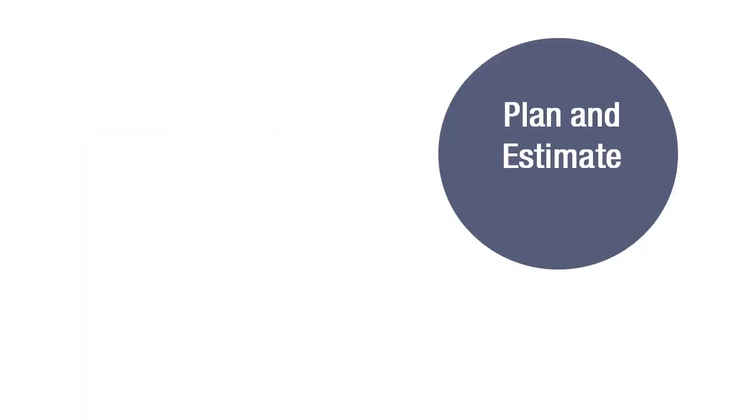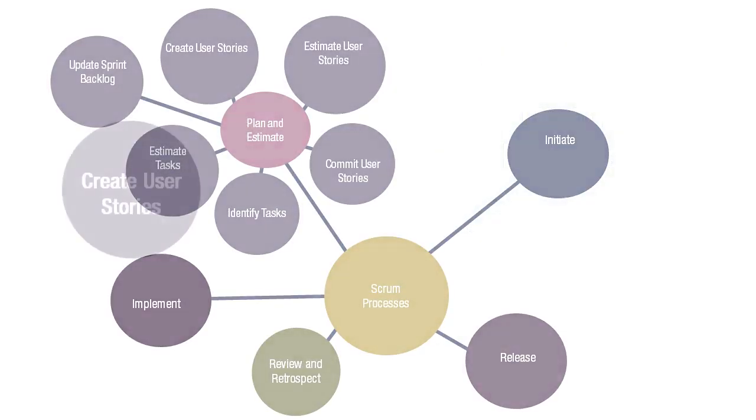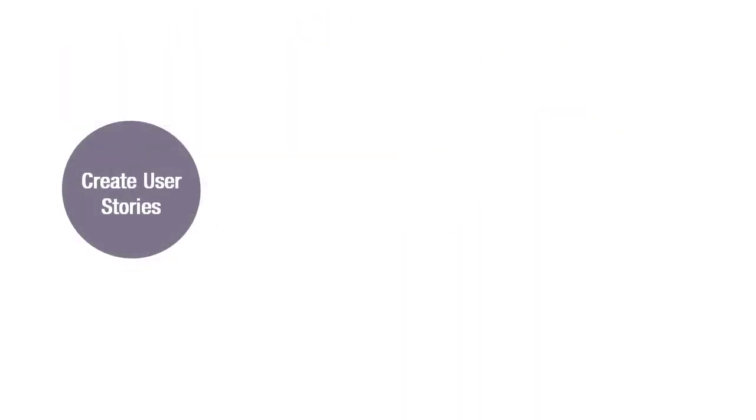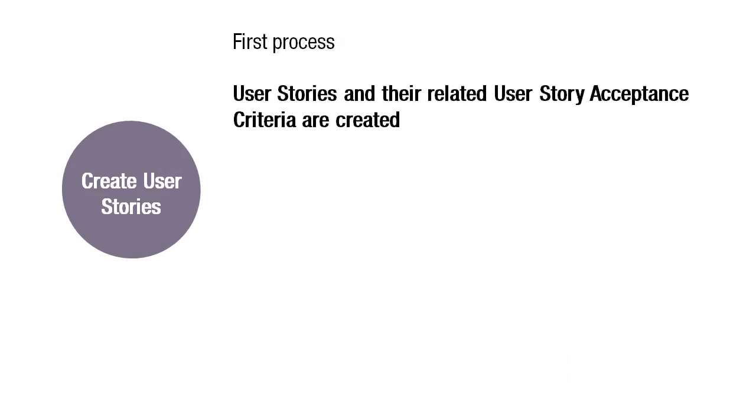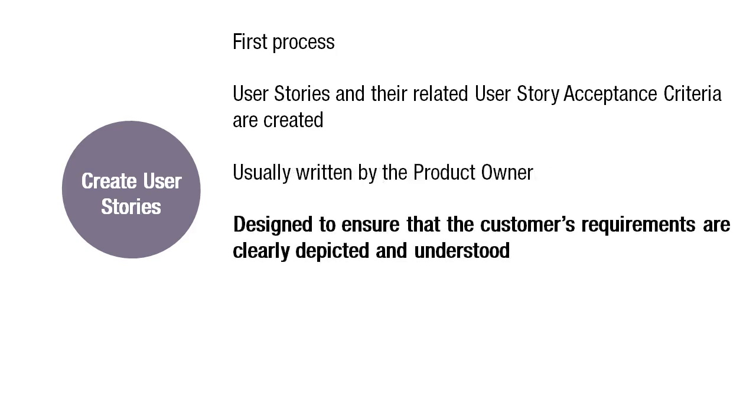The second phase we're going to learn is Plan and Estimate, and these are the processes grouped under this phase. First is Create User Stories. In this process, user stories and their related user story acceptance criteria are created. User stories are usually written by the product owner and are designed to ensure that the customer's requirements are clearly depicted and can be fully understood by all the stakeholders.